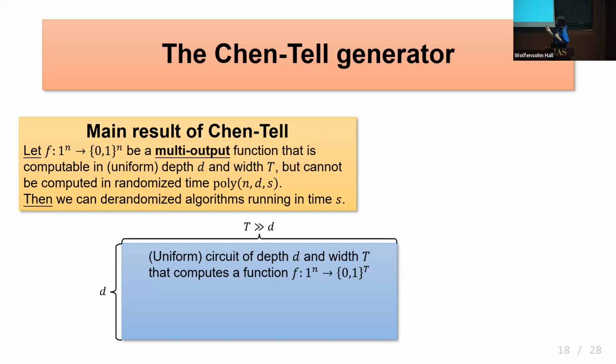And let's assume f is hard for randomized algorithms. Of course, you can compute f in T times D time. I also want to add that we need some uniformity condition on f. Uniformity means that given the location of a gate, I can compute the relevant information of this gate. In Chen-Tell it was in log space, but I just want to mention that some uniformity condition is needed, though that's a detail I won't revisit in this talk.